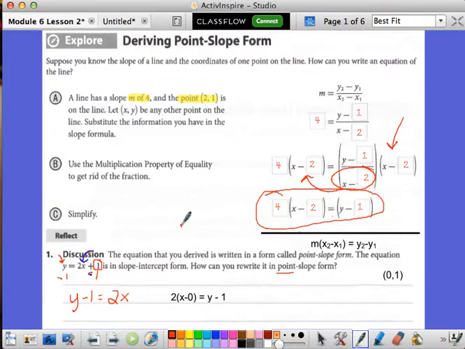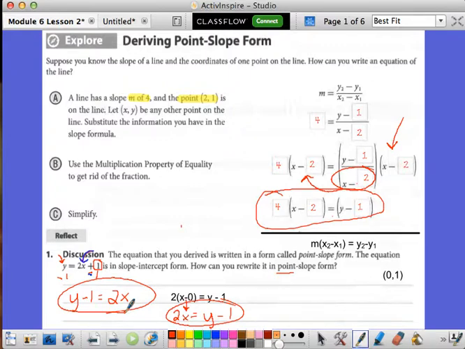This would still technically be considered point slope form because here, x minus 0, no matter what x is, you're just going to get x. And you're going to end up with 2x equals y minus 1. It doesn't matter if it's written this way with the x's on the left and the y's on the right, or if it's written this way with the y's on the left and the x's on the right. They both mean exactly the same thing.